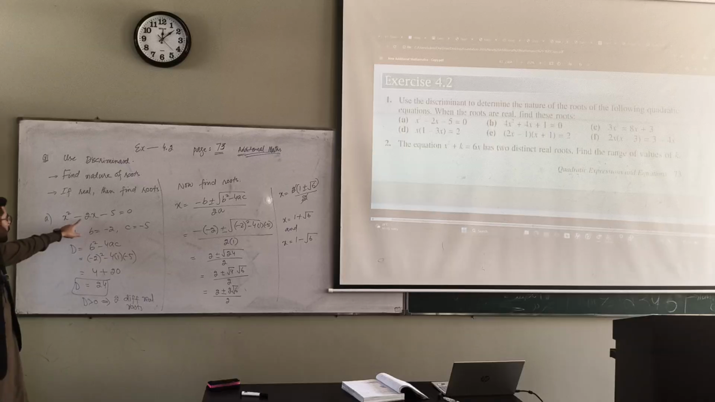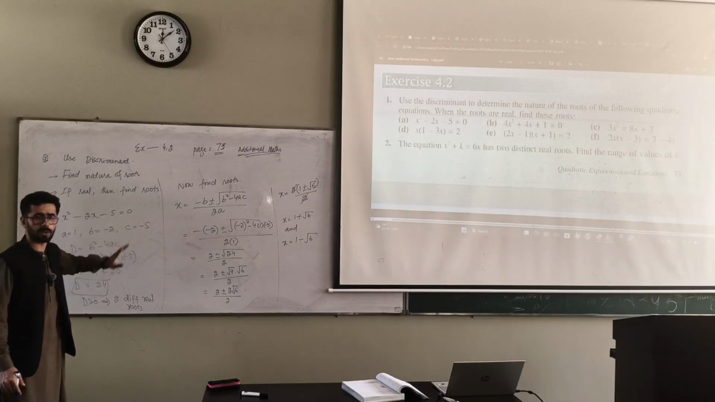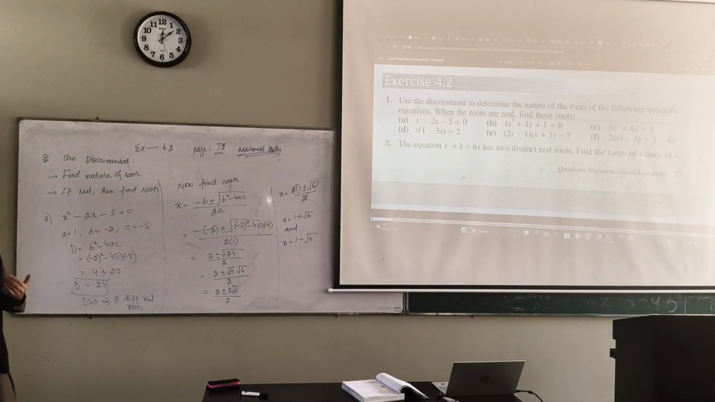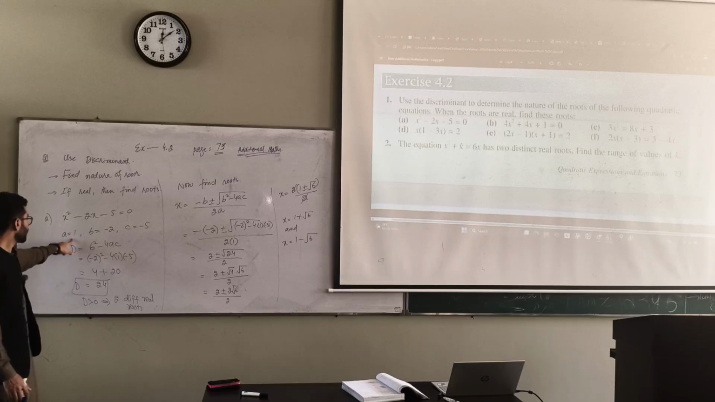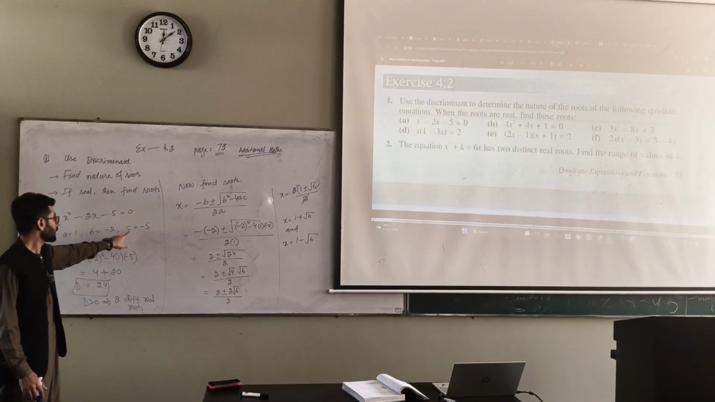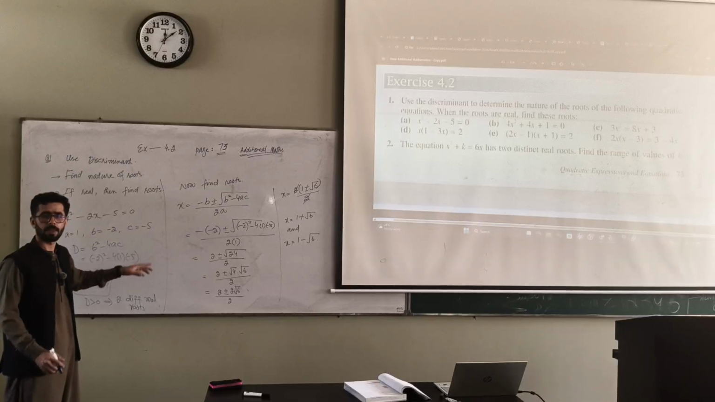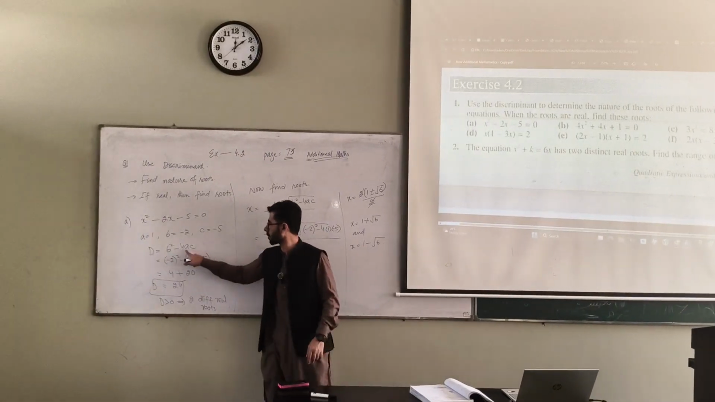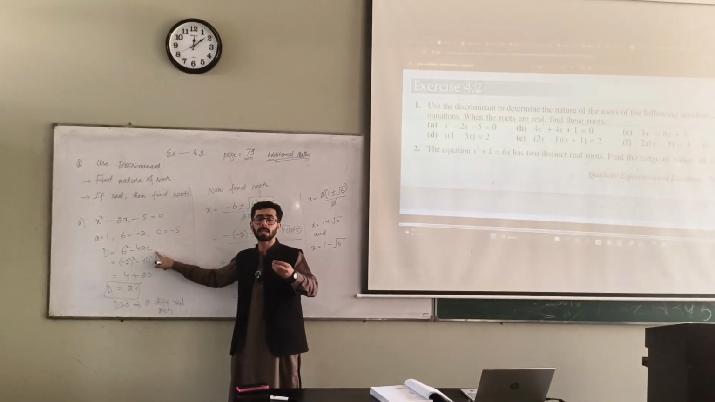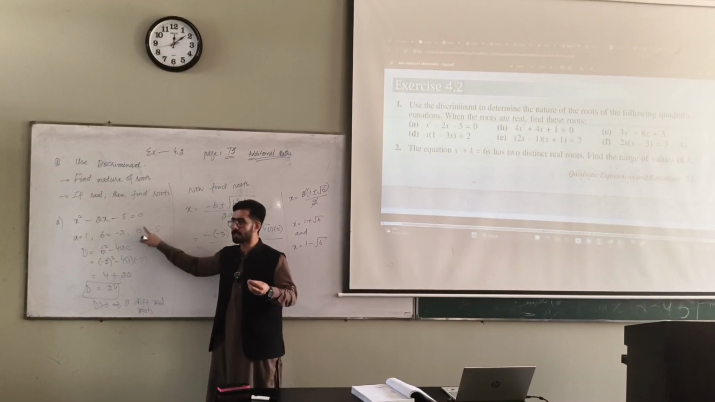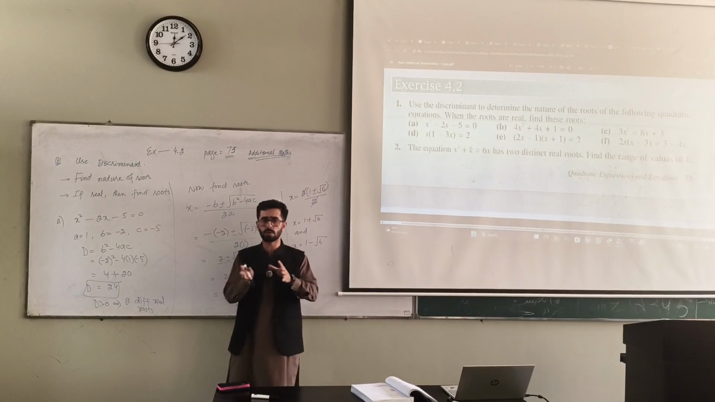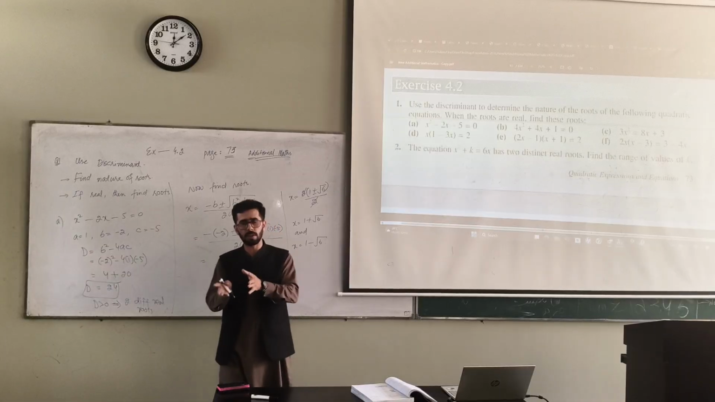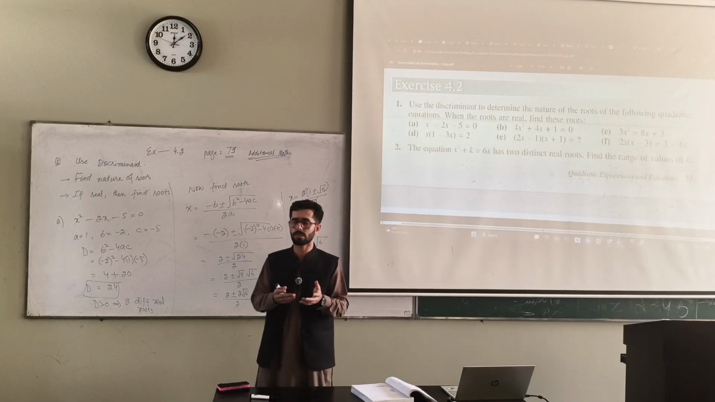It's x squared minus 2x minus 5 equal to 0. If we take out the coefficients, we have the leading coefficient a equal to 1, b equal to minus 2, and c equal to negative 5. We put them in the discriminant, b squared minus 4ac. This will give us the nature of the roots, whether this equation will have real roots or non-real roots, and if they are real, whether they would be repeated or different.